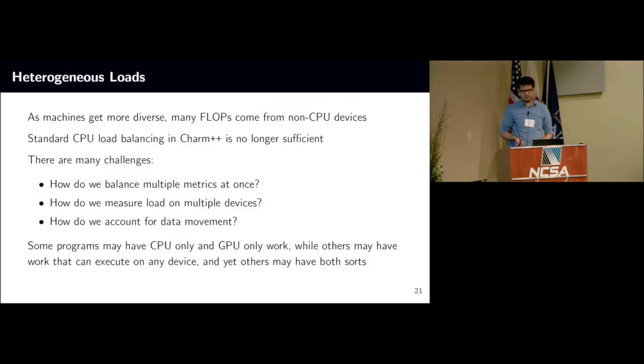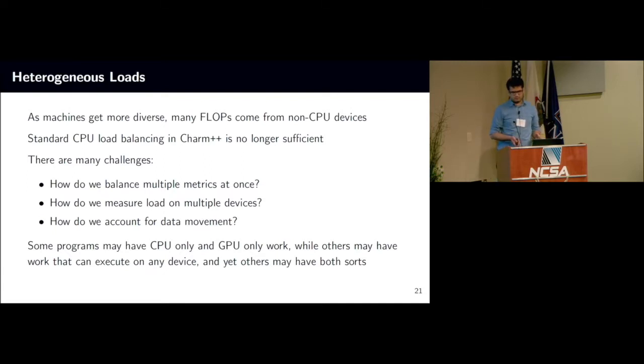The next thing is heterogeneous load balancing. So a little bit of background. The big thing is machines are getting really diverse now. Lots of machines have CPUs, GPUs, things have Xeon Phis, although that's kind of dying out a bit. But the big thing is a lot of these flops are coming from non-CPU devices. And as the NAMD talks earlier illustrated, without cognizance of what's running on the GPU, it's hard to get good load balance. So the standard CPU load balance we have in Charm++ isn't really sufficient for all of these things.